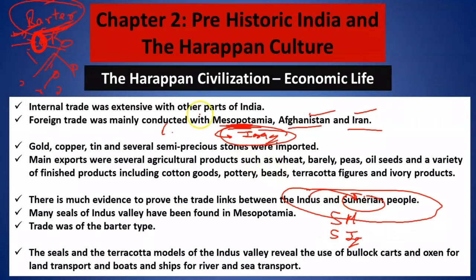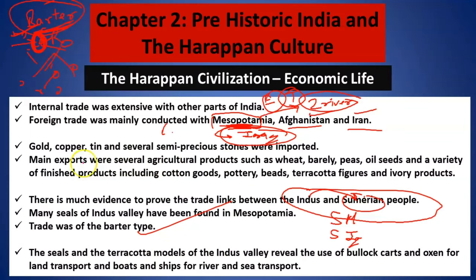Now, if you look at this word Mesopotamia, this means between two rivers. The actual meaning of this word Mesopotamia means the land between two rivers. Now, what are those two rivers between which this city was flourishing? One is Euphrates and one is Tigris. All right. I hope this point is also clear. Trade was of barter type.